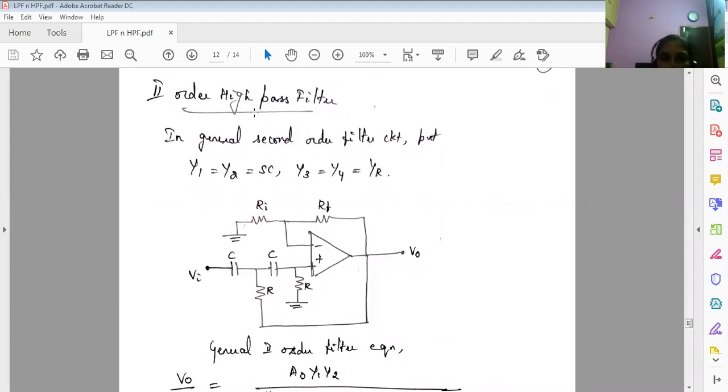We've already seen that in general a second order filter has a general circuit with a general expression, wherein only the R and C places get swapped. When I have a series R and a parallel capacitor, the circuit behaves like a low pass filter, and with a series capacitor and a parallel R, the circuit behaves like a high pass filter. Since this is a high pass filter, the capacitors will be in the series position and all the resistors will be in the parallel position. So here y1 and y2 are taken as SC, and y3 and y4 are taken as 1 by R, being admittances. So this is the circuit.